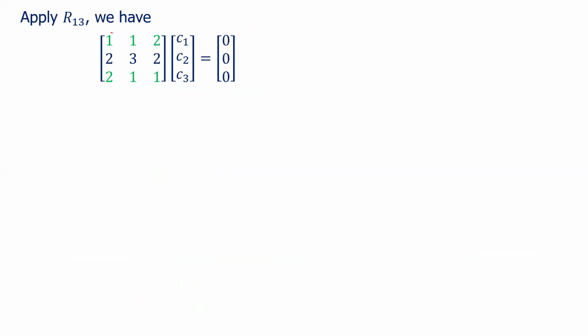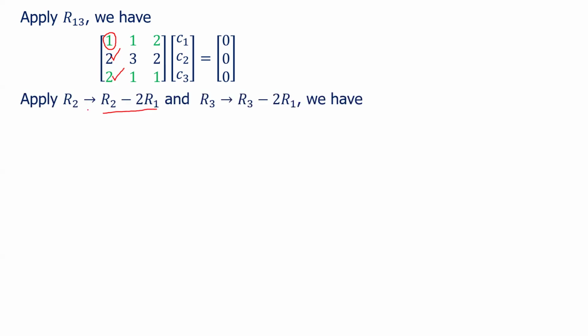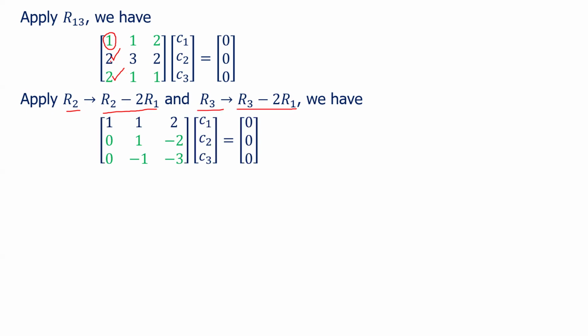Now we have to reduce this matrix to its equivalent form. So we interchange row 1 and row 3 because A11 should be 1. Now using this 1, we make the entries below it 0 by applying two operations: R2 minus 2R1 in R2, and R3 minus 2R1 in R3. Then the given matrix will be converted into this form. Let us check how it is converted.